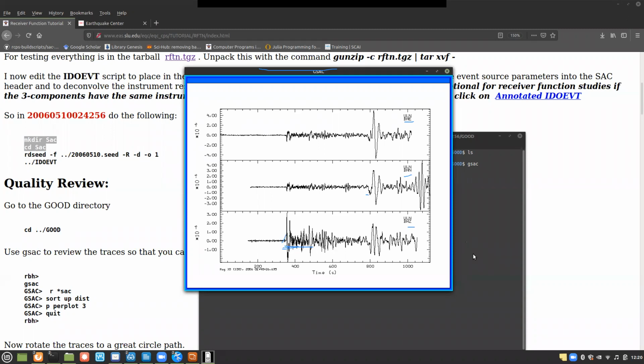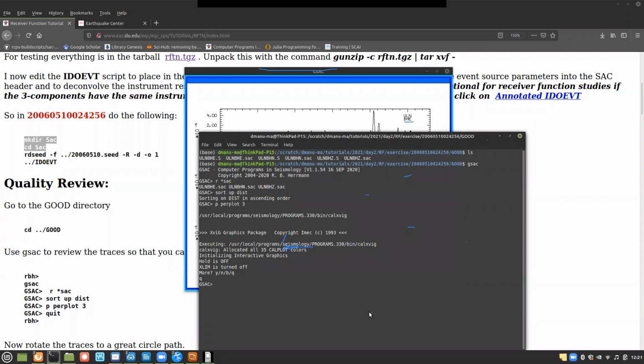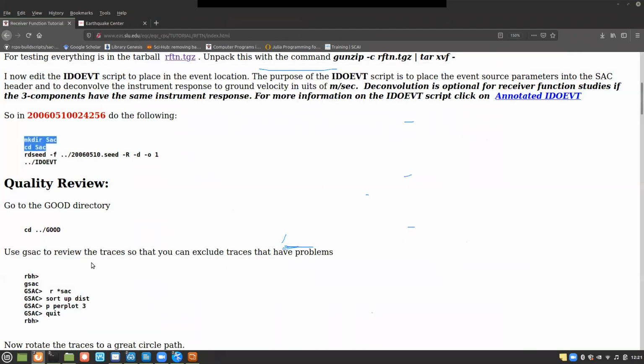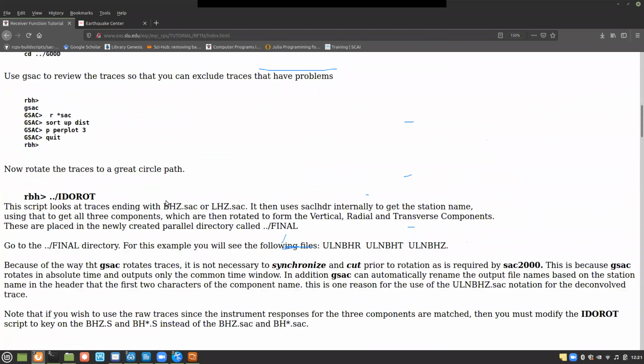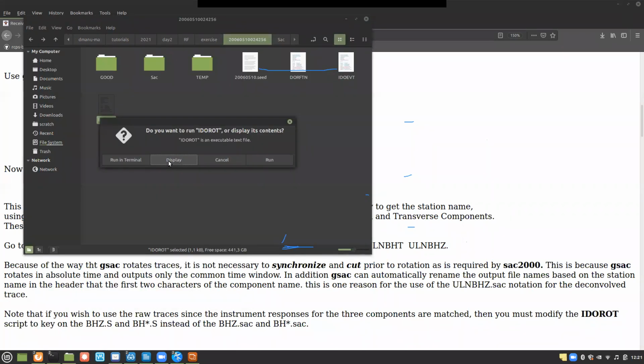Okay, so we quit. Okay, now it asks us to do the rotation. So again, let's go ahead and open that up and see what's in here.